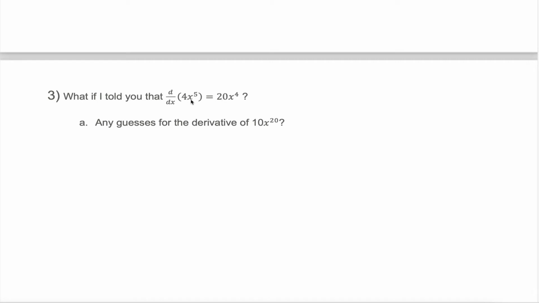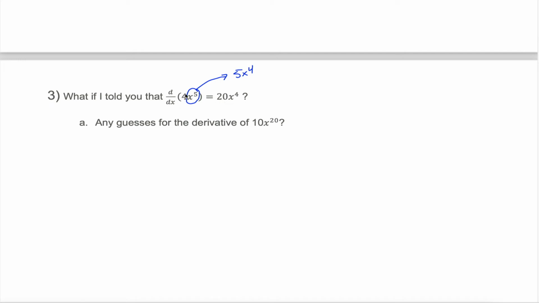If you put 4x to the 5th into the difference quotient, 30 minutes later after a ton of algebra and you being kind of upset with me, you would come up with 20x to the 4th as the derivative of this function. Can you see all the different pieces? We know that x to the 5th is going to turn into 5x to the 4th. So does it make sense that 4x to the 5th turns into 20x to the 4th? Well, yeah, because 20 is just 4 times 5.